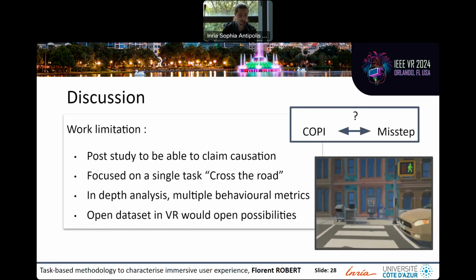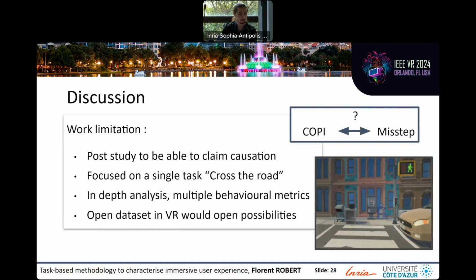There are, of course, some limitations. First, we can't claim causation on the data. For example, we can't say if the people are more inclined because they did an error or they did an error because they are more inclined. So for this, we will need more post-study and post-questionnaire.